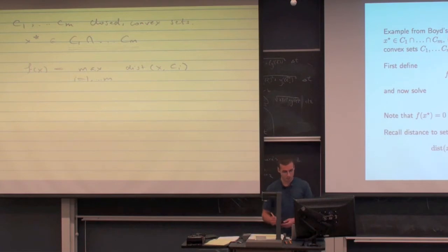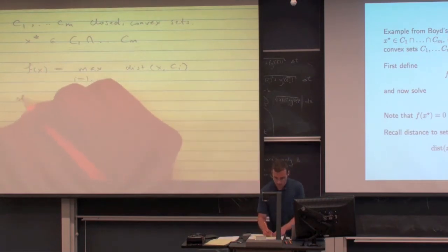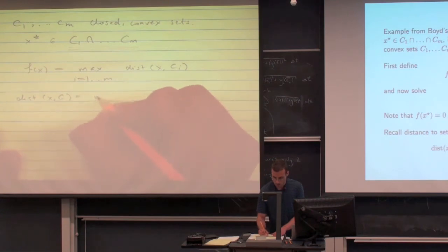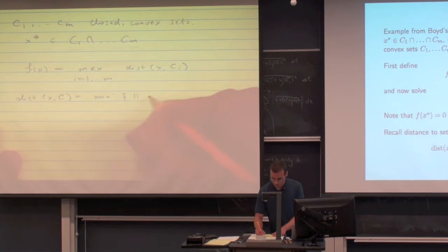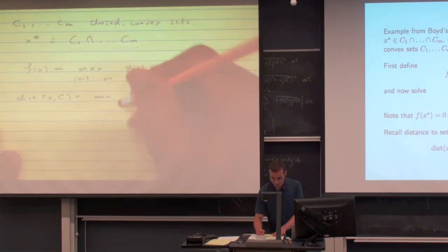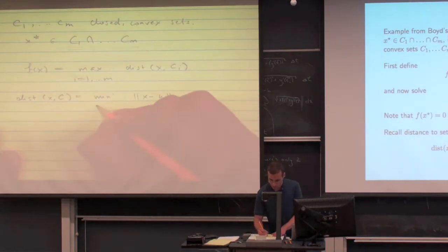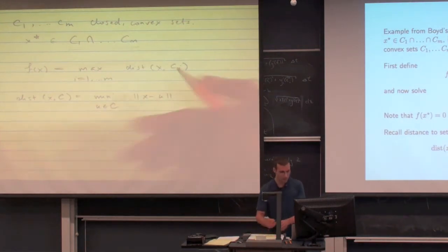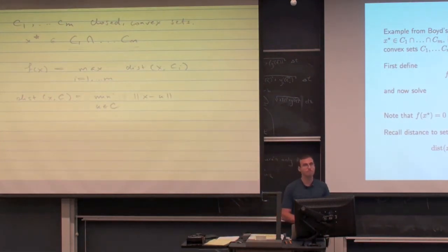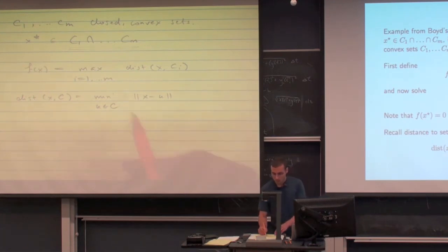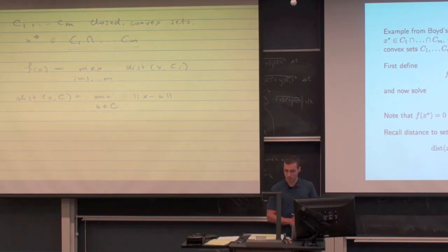Okay, so what's the distance between x and a set? If you've forgotten, or if you haven't seen that notation before, it's just equal to the minimum of the norm of x minus u, the distance between x and u, subject to u being in that set. Okay, so it's the closest we can get to x if we have to stay in the set C. That's what the distance means.